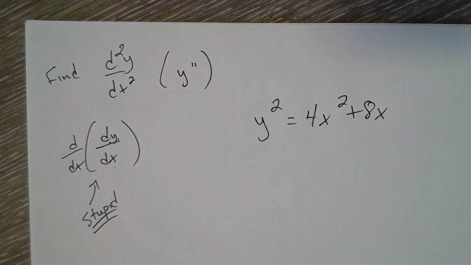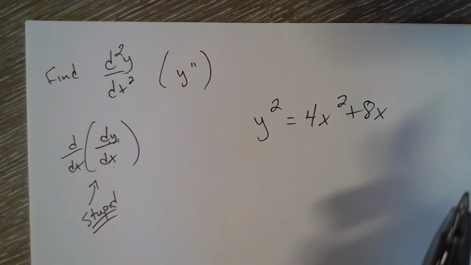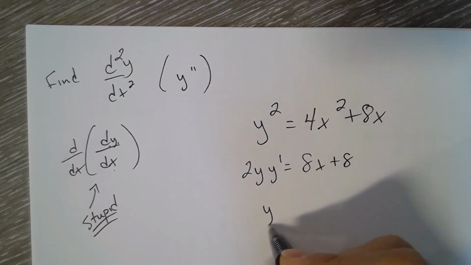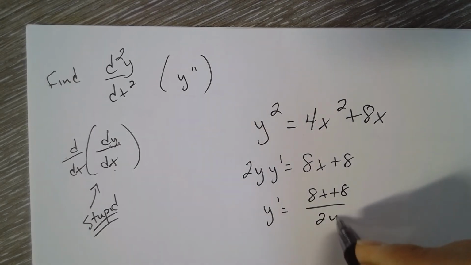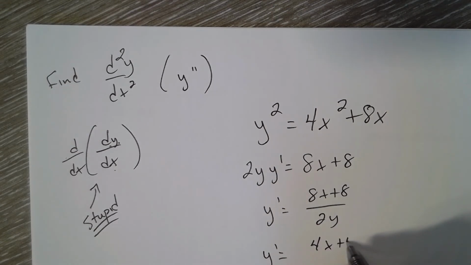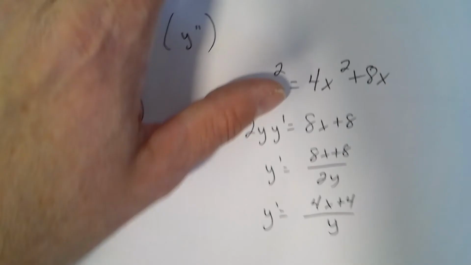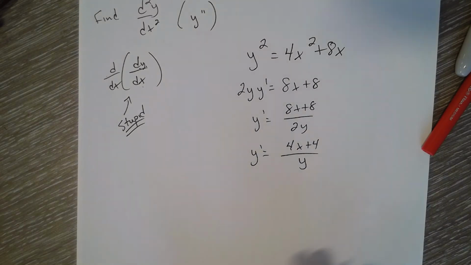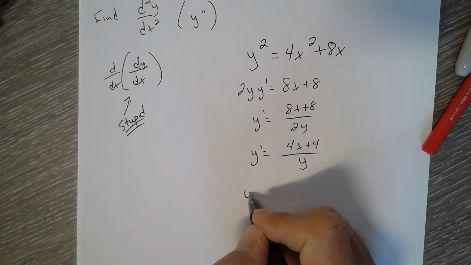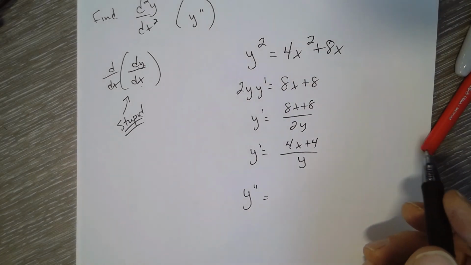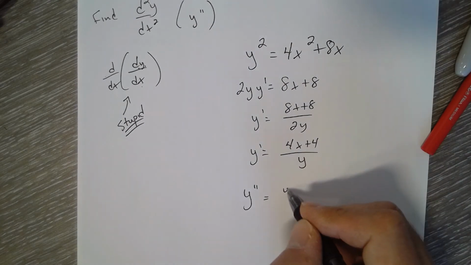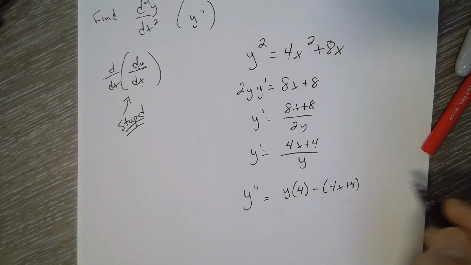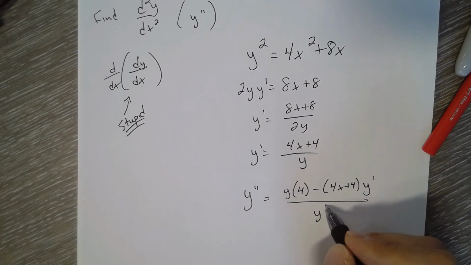All right, so we'll start by finding the first derivative. All right, so it's 2y prime equals 8x plus 8. So y prime equals (8x plus 8) over 2y. So (4x plus 4) over y. All right, so there's my first derivative. But we are seeking our second derivative. So we're going to do another derivative. The derivative of the left, derivative of the right, so it's going to be y double prime equals quotient rule: bottom times derivative of the top minus the top times derivative of the bottom, over the bottom squared.